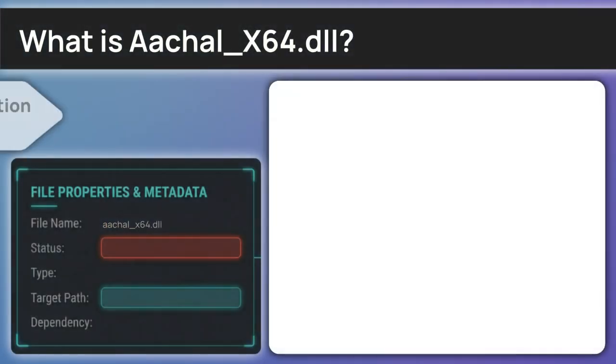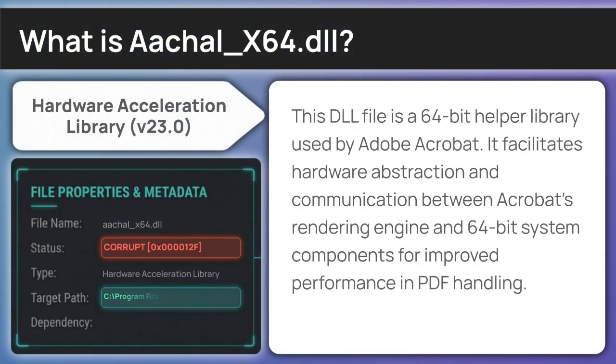This DLL file is a 64-bit helper library used by Adobe Acrobat. It facilitates hardware abstraction and communication between Acrobat's rendering engine and 64-bit system components for improved performance in PDF handling.